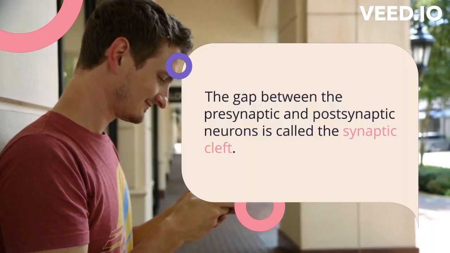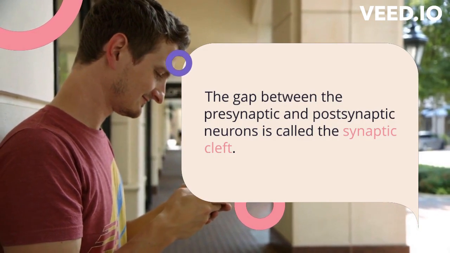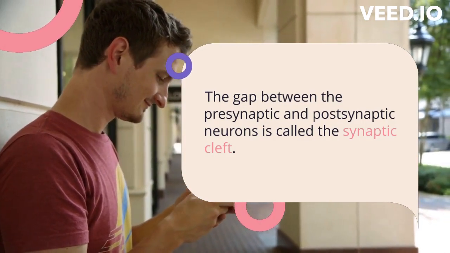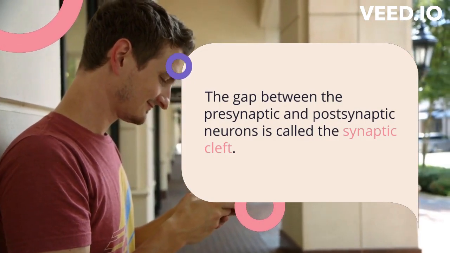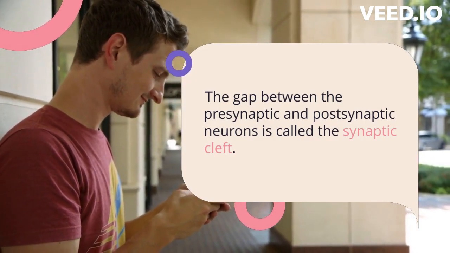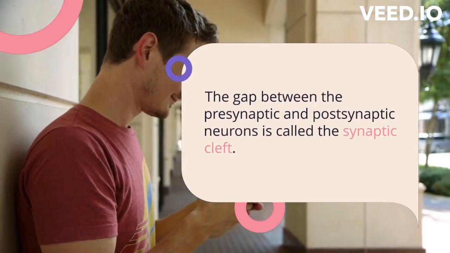Synaptic cleft. In between the two people, there is a small gap, just like the gap between the presynaptic and postsynaptic neurons. This gap is called the synaptic cleft. Now, let's put it all together.